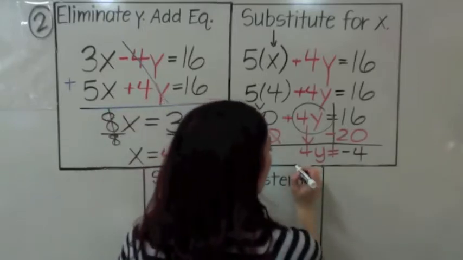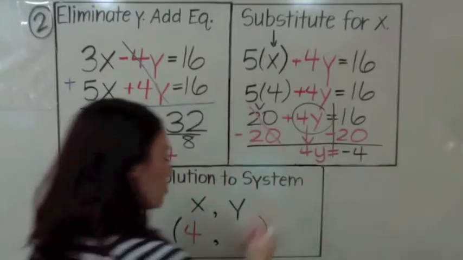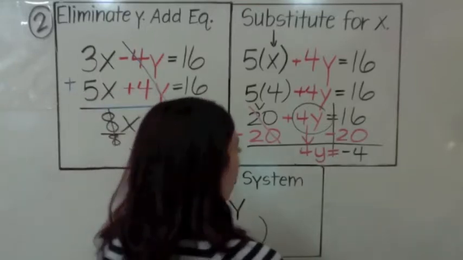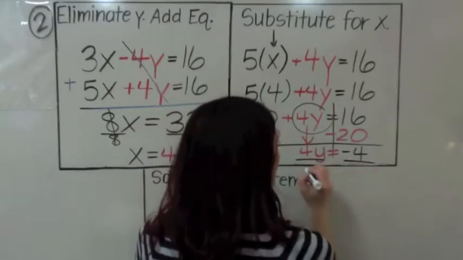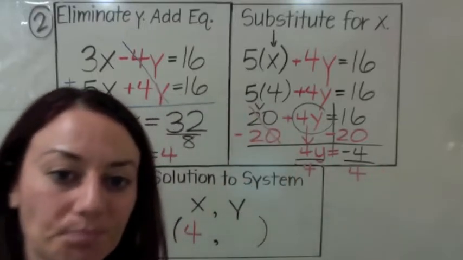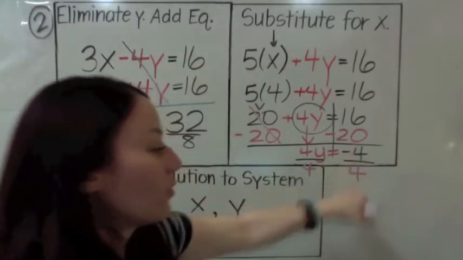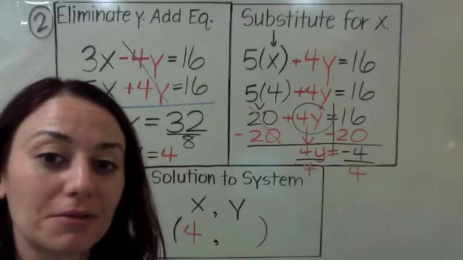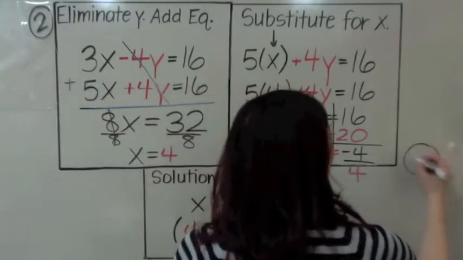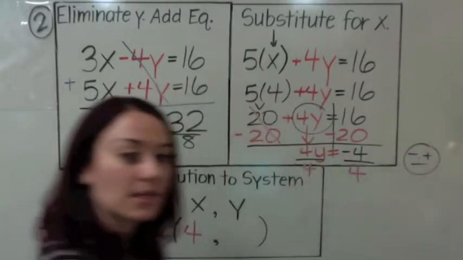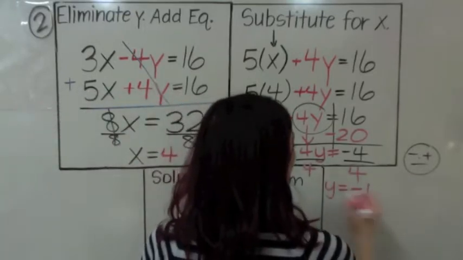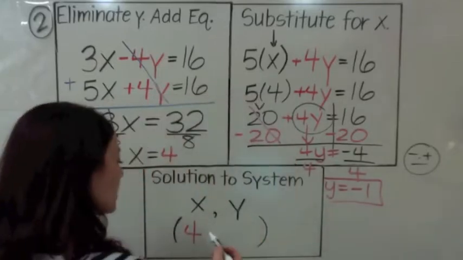If 4y equals negative 4, what do we have to do to both sides? We have to divide by 4. So you're going to put a division sign, divide by 4, and divide by 4. Okay? What is negative 4 divided by 4? What do you think that is? Yes, it is negative 1. Remember, a negative divided by a positive makes negative. So y would equal negative 1. So y is -1.